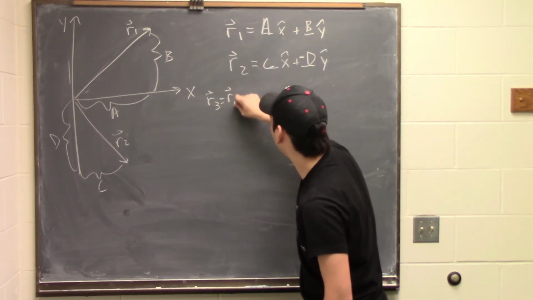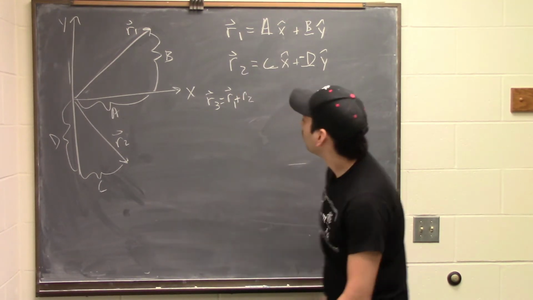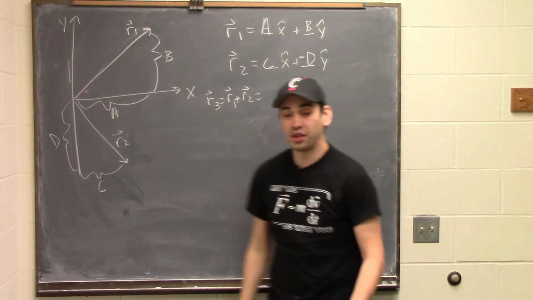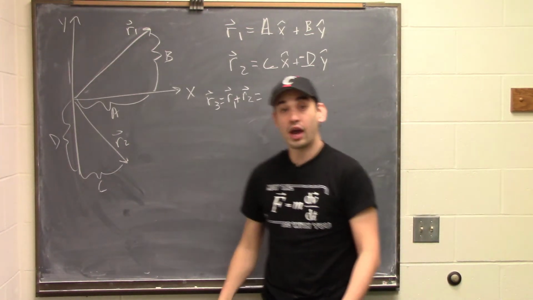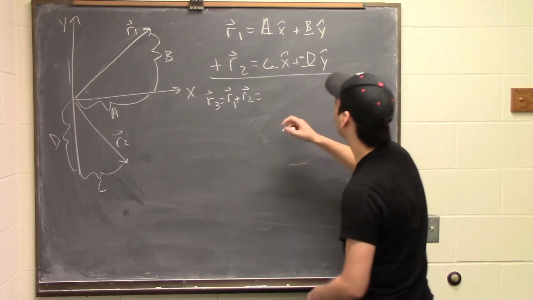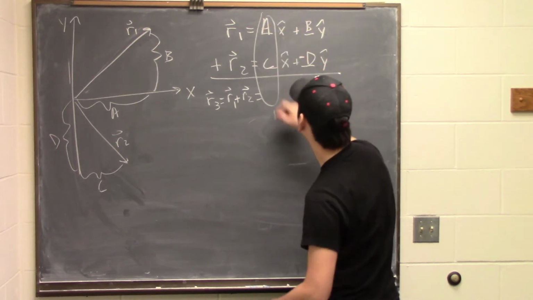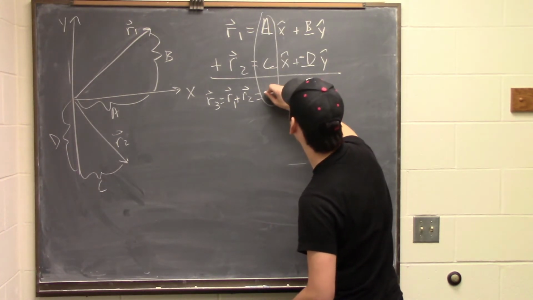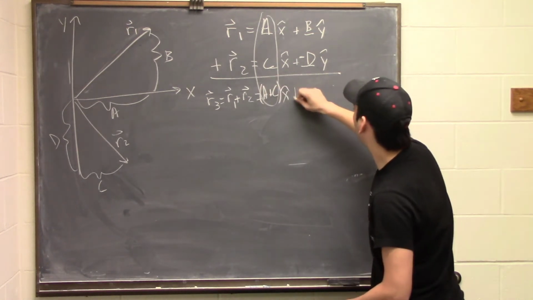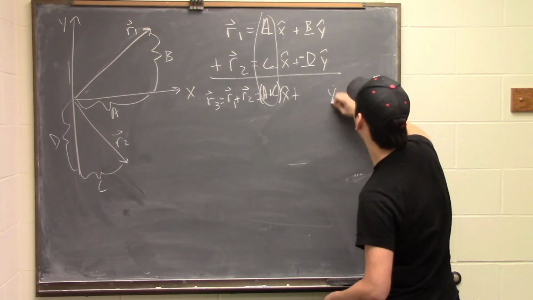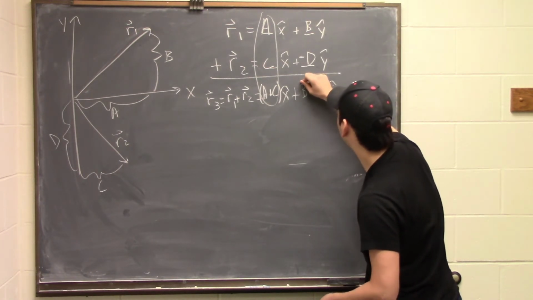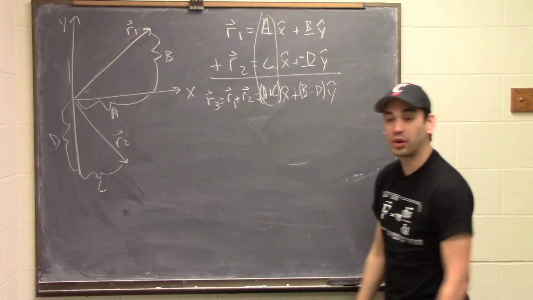Now let's say we wanted to find some vector R3 that is going to be equal to R1 plus R2. Now in order to find what this vector R3 is, all we do is we add the x components of R1 and R2 and the y components of R1 and R2. So it's going to look like this. So we go x by x. So this is going to give us a plus c times x hat, plus the y components, which are going to be b minus d. Okay? So this is how we add vectors.